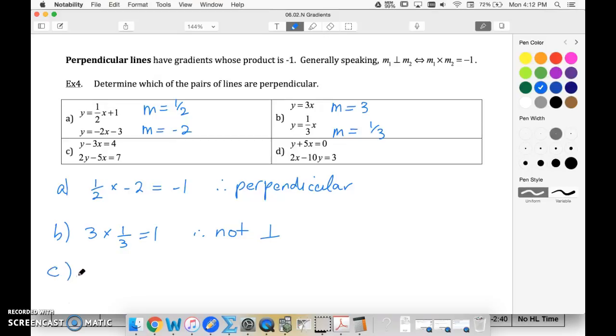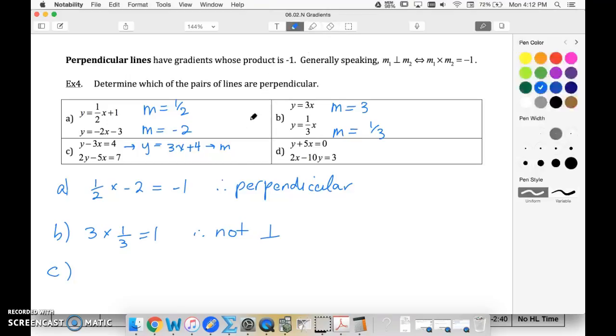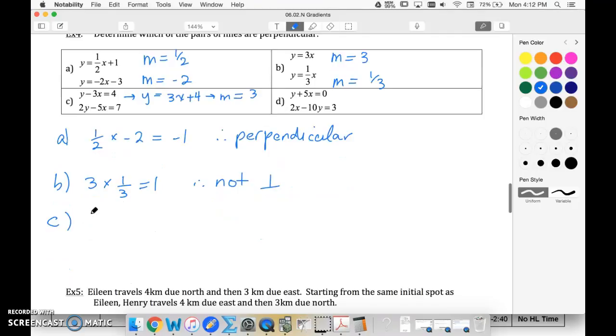In problem C, I can change this equation to be in y equals form, 3x plus 4. That means that the slope is 3. In the second equation, it's not as easy to figure out the slope. I can't just shift it around easily, so I'm going to actually come down here and show some work to shift it around. So I've got 2y.